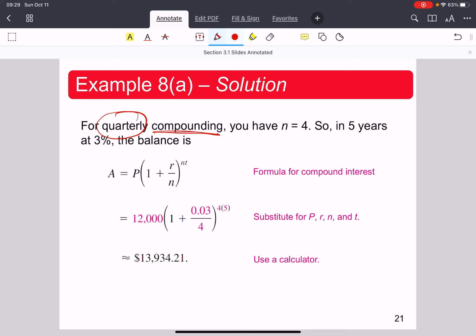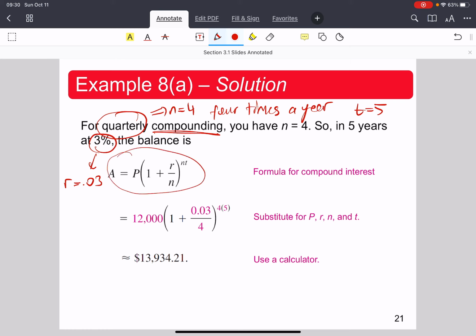Okay, so what quarterly means is every year has 4 quarters. So what that means is n is going to be 4, because you're going to do it 4 times a year. That's why we use n equals 4. And then 5 is given as my time, so t must be 5. And then the rate is 0.03. We always convert this into a decimal. And then what we do is we replace all these things into the formula.